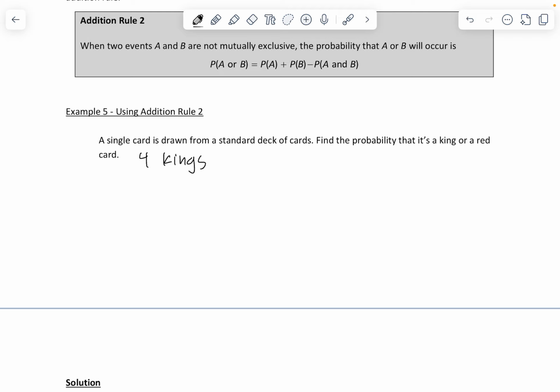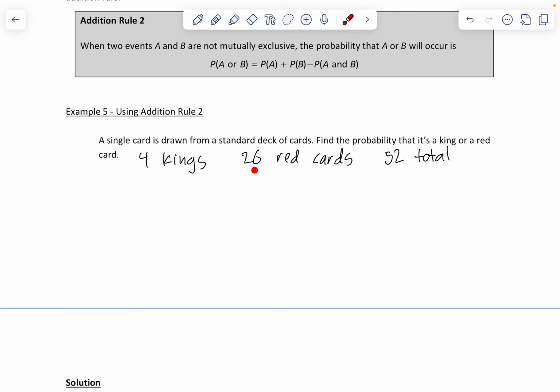And then we would take the number of red cards, which will be all of the hearts and all of the diamonds, right? And there's 26 red cards. And there are 52 cards total. Right. So if we were using the addition rule 1 approach, we would say 4 kings plus 26 red cards is 30 and divide that by 52. But that doesn't work because 2 of the kings are red cards, 2 of the red cards are kings, right?